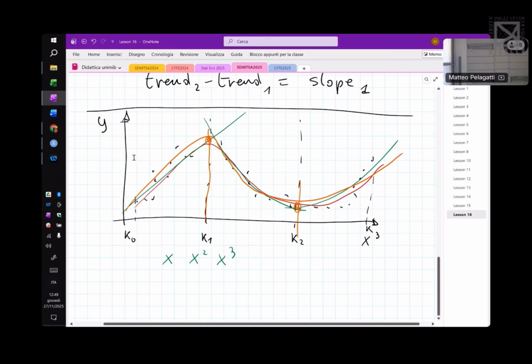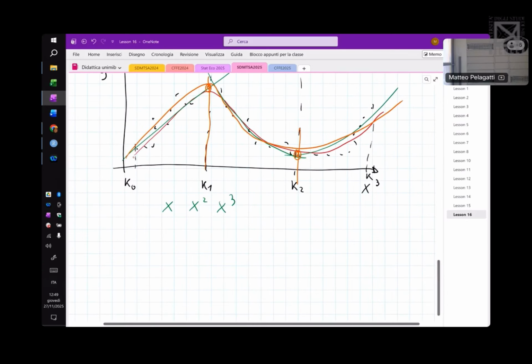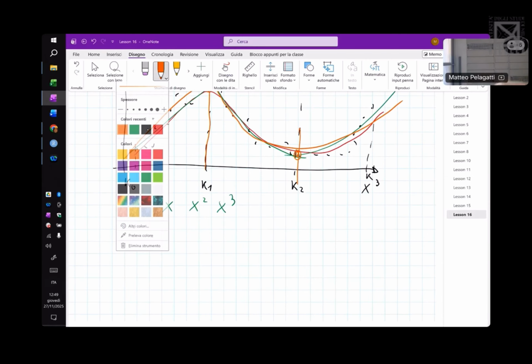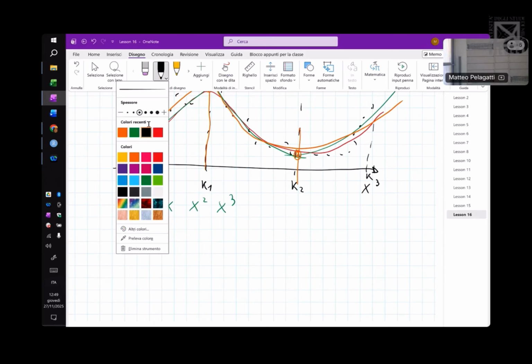What is a set of basis functions for the splines? Well, it's just a set of transformations of the original x that will span all the set of functions that have the characteristic that I have just described. And it's very easy to build them. I don't want to explain how to build them. You can find them everywhere.